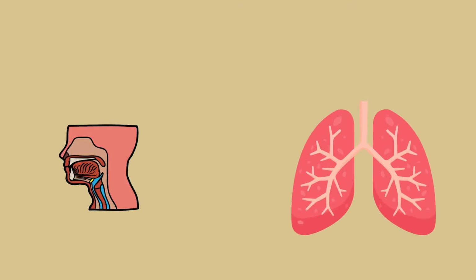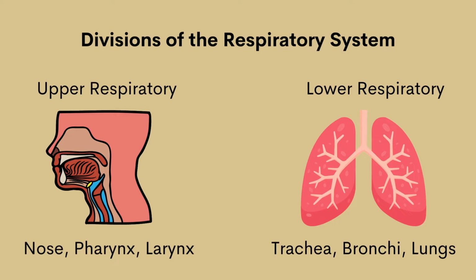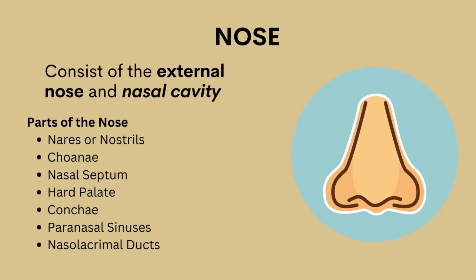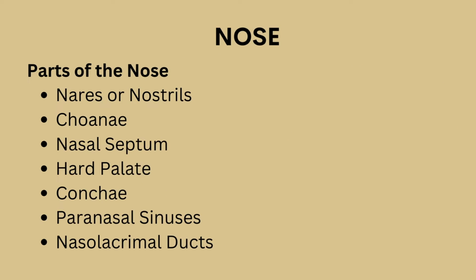And now, let's go on to the anatomy of the respiratory system. The anatomy of the respiratory system has two divisions: the upper respiratory tract, which is the nose, pharynx, and larynx, and the lower respiratory tract, which is the trachea, bronchi, and lungs. The nose is the opening of your respiratory tract. It lets the air in, it's visible, and it's composed of hyaline cartilage.